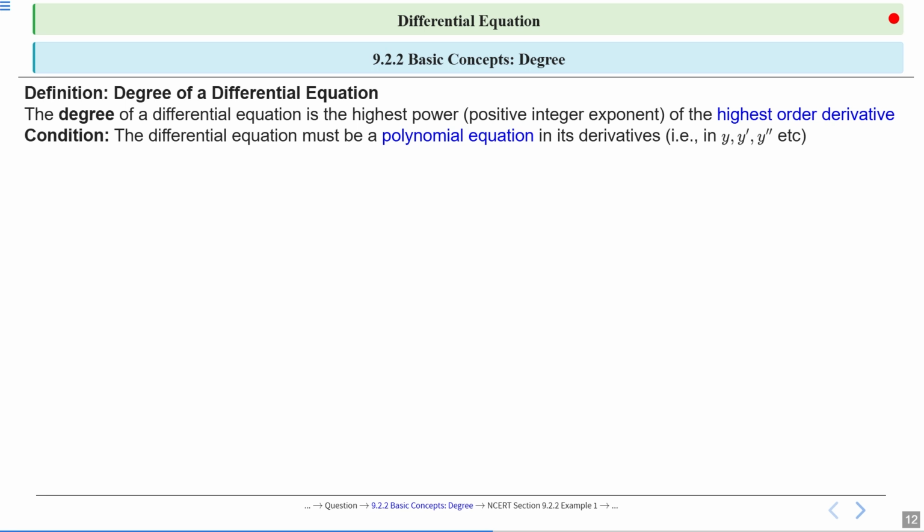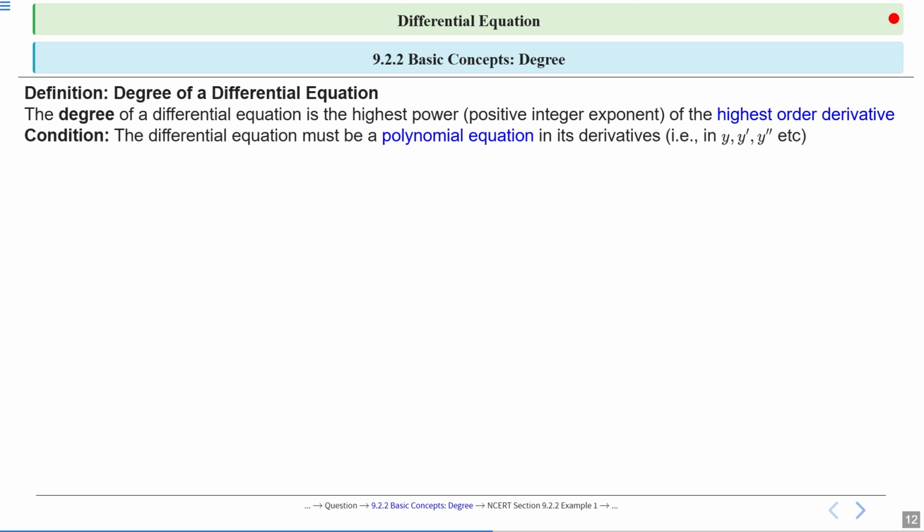no derivative in denominator. Okay, so if the differential equation is in the form of a polynomial equation in its derivatives, like the polynomial a naught plus a1 x square, so in place of x there is a term involving y dash, y double dash, y triple dash, and it is of the form of a polynomial equation, then only we can find the degree of the differential equation.